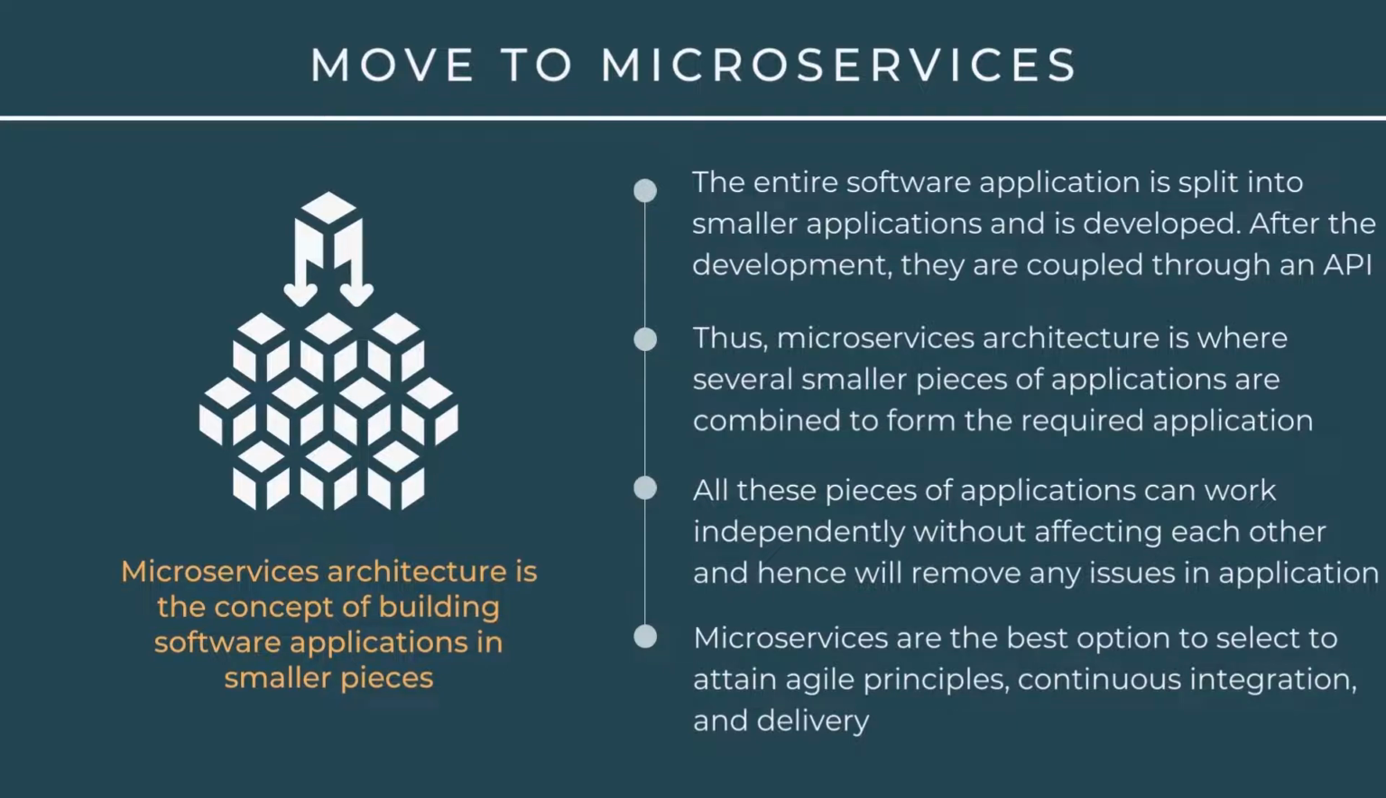Projects of any size and complexity could be broken into smaller pieces and developed. All these pieces of applications can work independently without affecting each other and hence will remove any issues in the application. The issues could be resolved as the location of the issue can be easily identified. The error in the code will not affect the entire system but only the concerned smaller piece of the application. Microservices are the best option to select to attain Agile principles, continuous integration, and delivery. The advantages that can be acquired with such architecture are increased development speed, faster delivery, and reliability of the developed software.